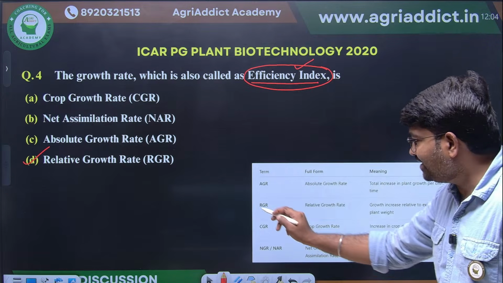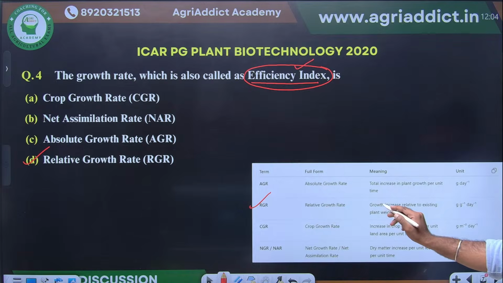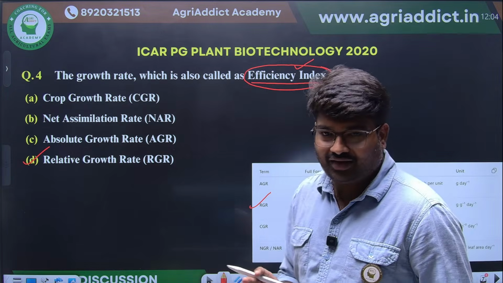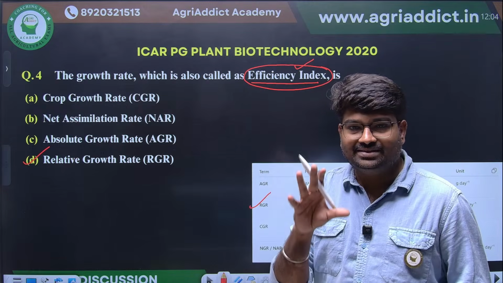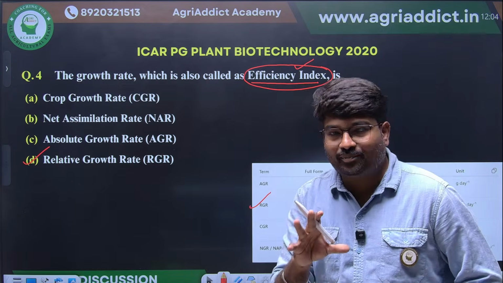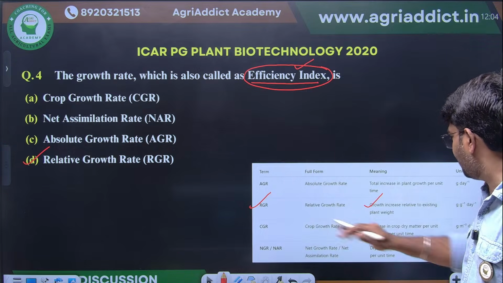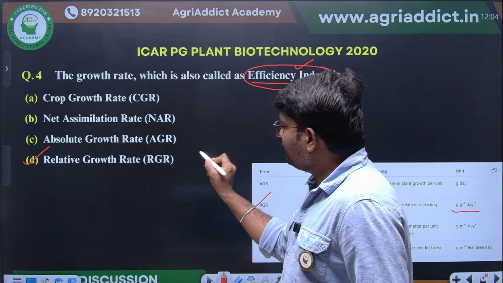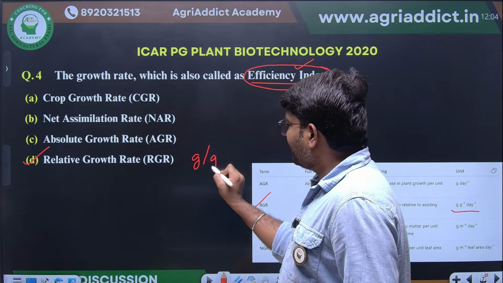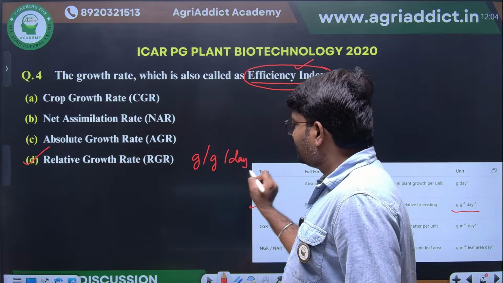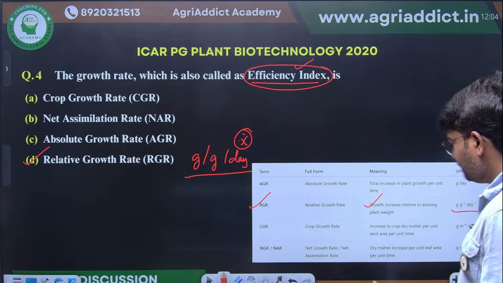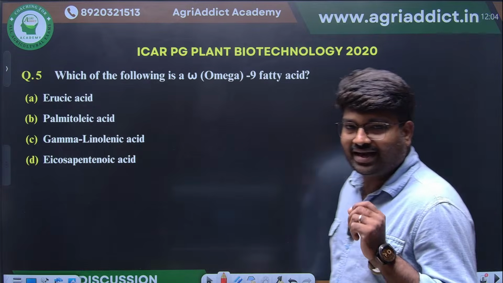What is meant by relative growth rate? It's a growth increase relative to the existing plant weight. Okay, growth increase relative to the existing plant weight is known as RGR. And the unit for RGR, this is also another important thing. Unit for RGR is gram per day. This is also another important point you have to remember. From growth parameters, sure they will ask one question.